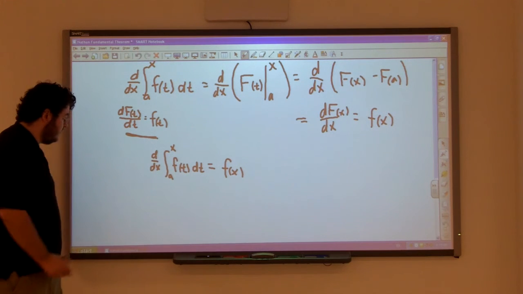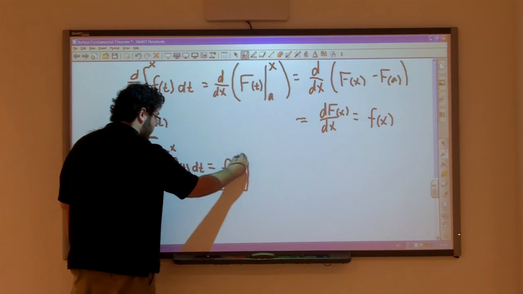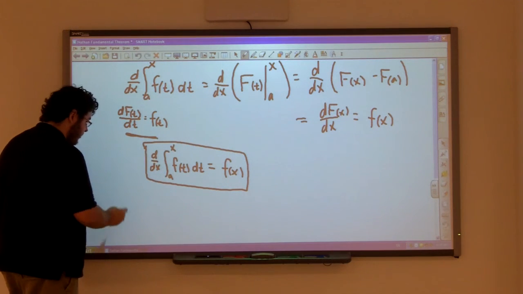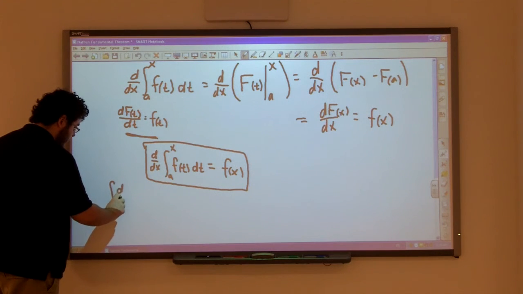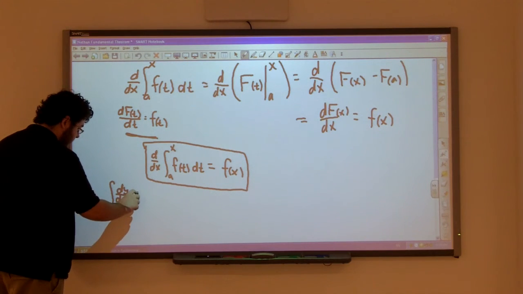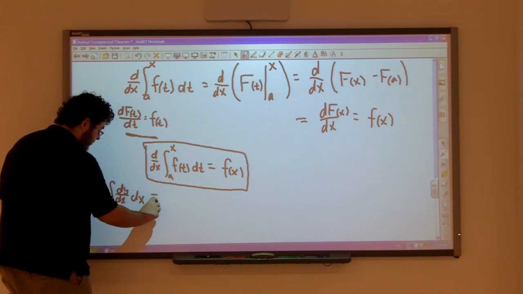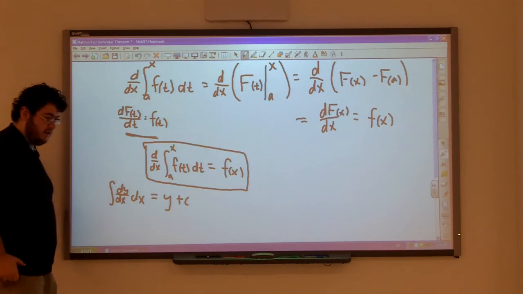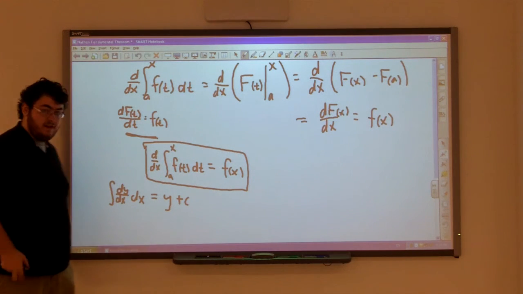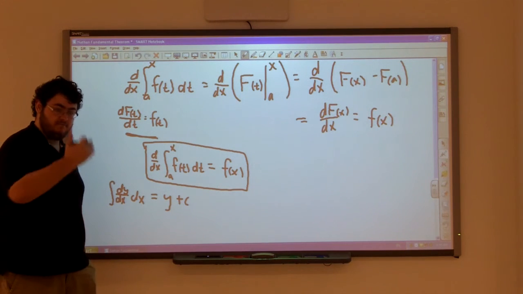Notice also that you can say a similar statement when the derivative is on the inside of the integral. So if we were to say the integral of a derivative, let's say dy/dx, they'll basically undo each other, and you'll get back y, plus a constant in this case, because it's an indefinite integral. If it doesn't have bounds, it's called indefinite. If it has bounds, it's called definite, because you have definite bounds.